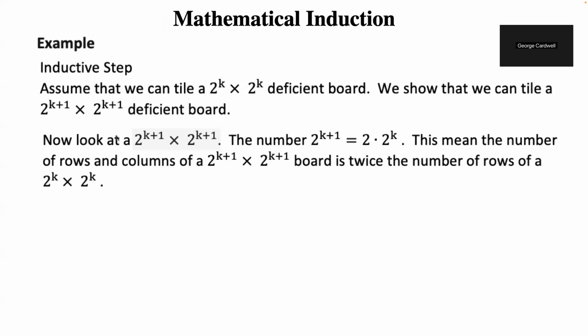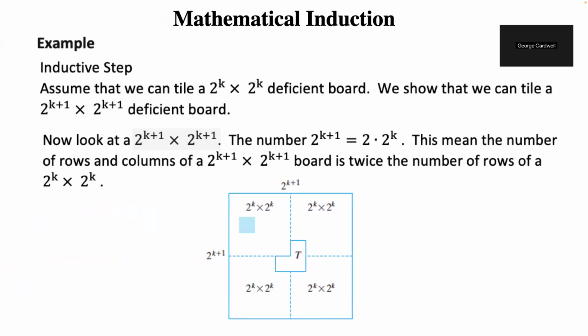So now let's look at a 2 to the K plus 1 by 2 to the K plus 1 board. The number 2 to the K plus 1 can be written as 2 times 2 to the K. This means that the number of rows and columns of a 2 to the K plus 1 by 2 to the K plus 1 board is twice the number of rows and columns of a 2 to the K by 2 to the K. So that means I can divide it up into 4 sections, and each section is 2 to the K by 2 to the K.